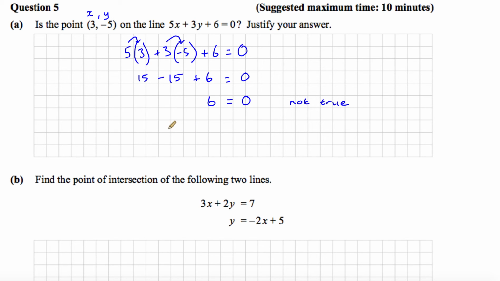So we must answer the question: is the point (3, -5) on the line? No. And that's our justification there.